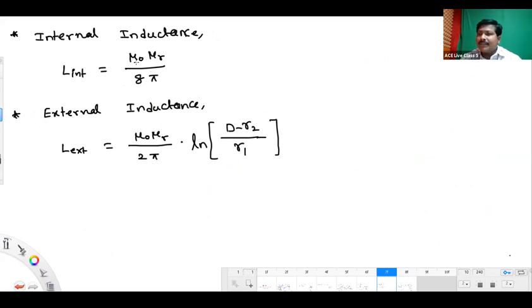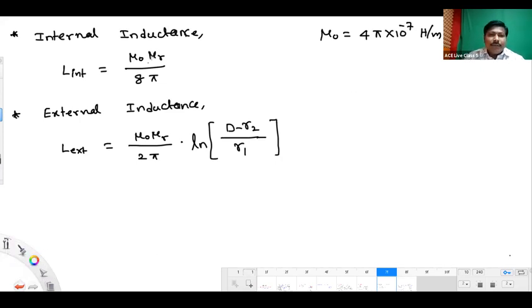What is mu naught here? Mu naught is equal to 4 pi into 10 power minus 7 Henry by meter, the permeability of free space, or you can say vacuum. Mu r is a relative permeability. Relative permeability of what?